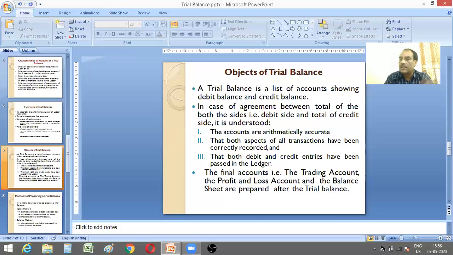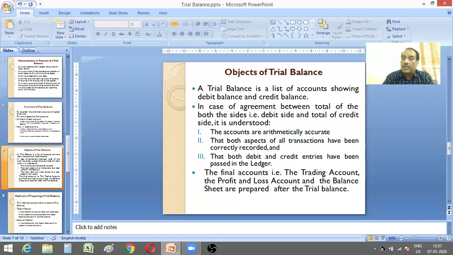It also indicates that debit and credit in accounts have been made correctly. And then third is that both debit and credit entries have been passed in the ledger. So there is no omission while transferring from journal to ledger. All records have been properly passed in the journal and ledger, and thus the ledger contains all the final records of the accounting work that has been done, and those are correctly entered.